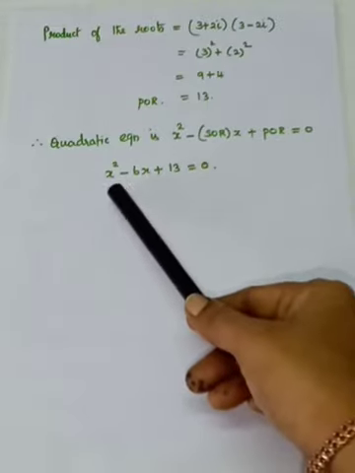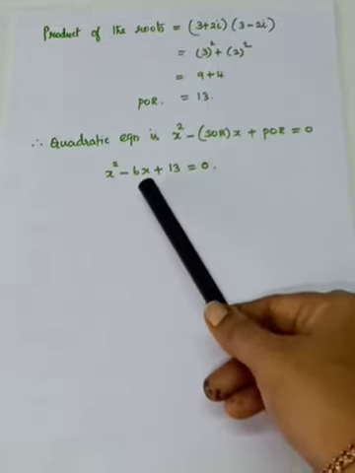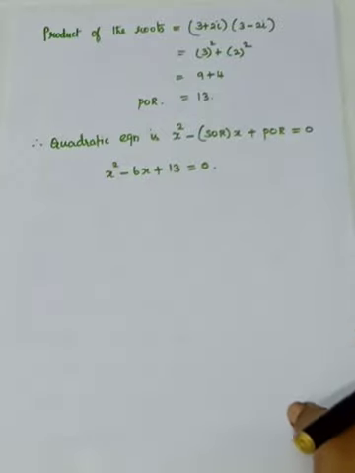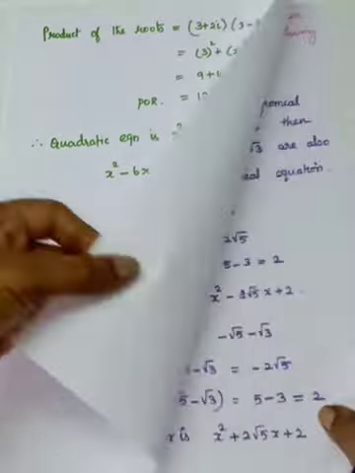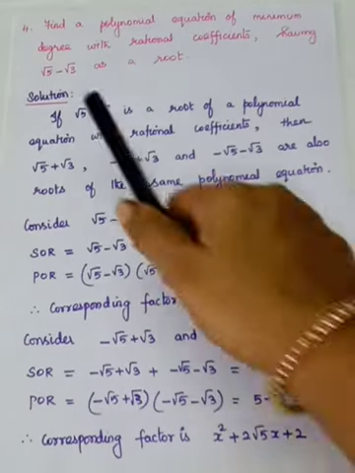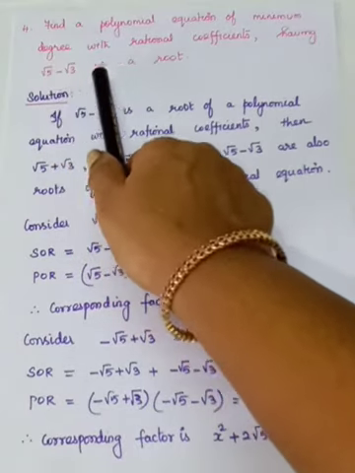So therefore x squared, what is the sum of the roots? That is 6. So x squared minus 6x plus 13 is equal to 0. And coming to problem number 4. Find a polynomial equation of minimum degree with rational coefficients having root 5 minus root 3 as a root.